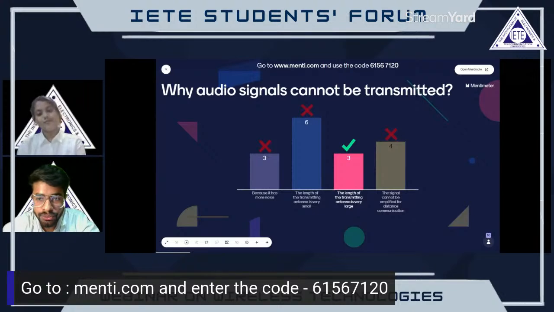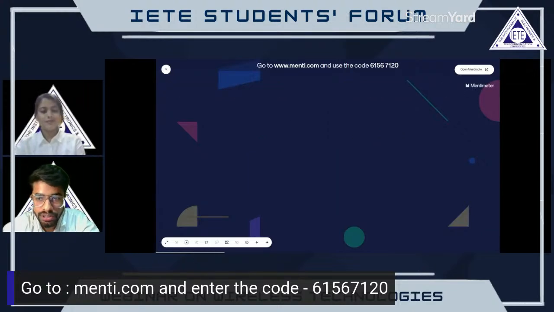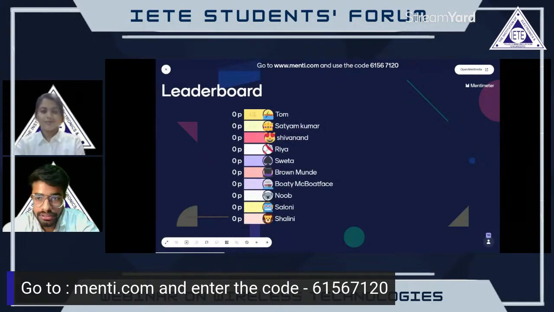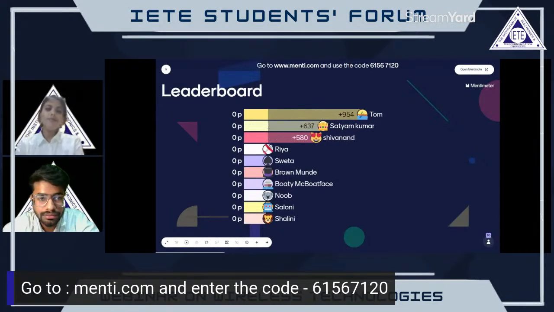I'm excited to know who those three people are. So let's get to the leaderboard and see who is grabbing the first position. We have Tom in first position with 954 points, followed by Satyam Kumar with 630 points, and Shiv Anand with 536 points. Congratulations, Tom and the other two for grabbing the first, second, and third positions.